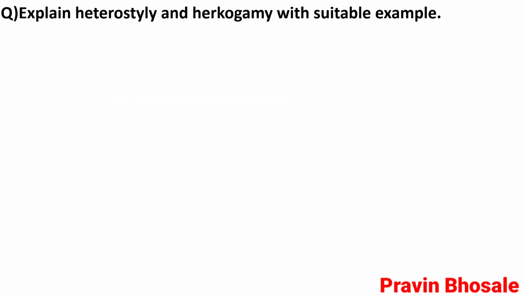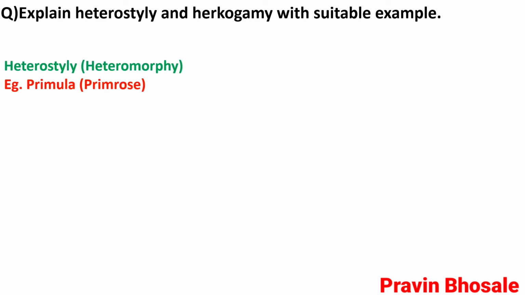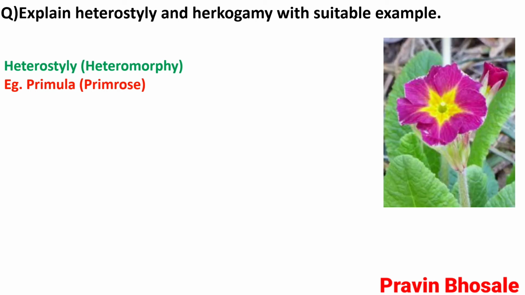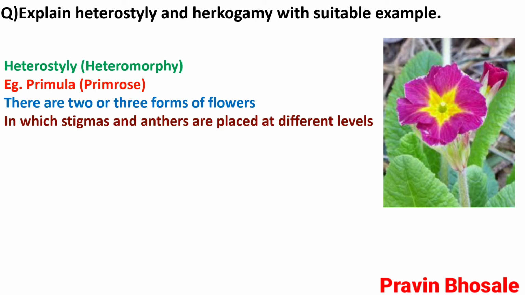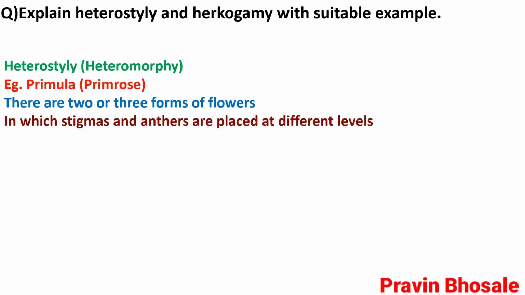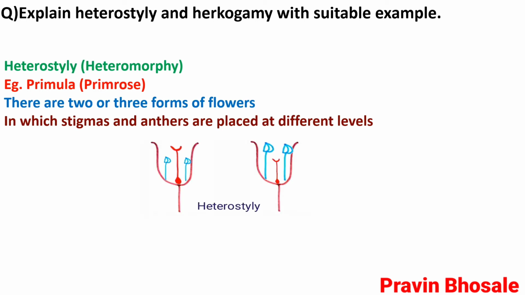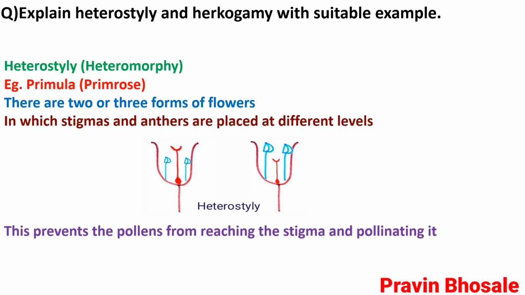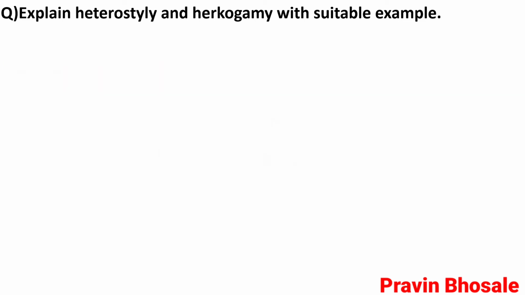Explain heterostyly and herkogamy with suitable example. Heterostyly, that is heteromorphy. Example is primula, that is primrose. There are 2 to 3 forms of flowers in which stigmas and anther are placed at different levels. So here in this picture you can see stigmas and anthers are at different levels. It prevents the pollens from reaching the stigmas and pollinating it.